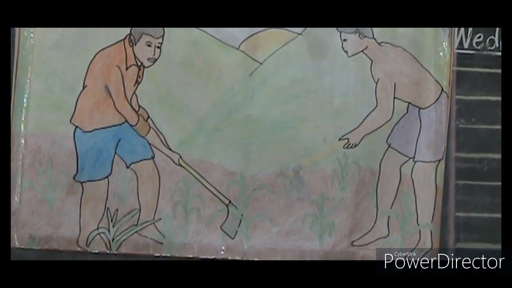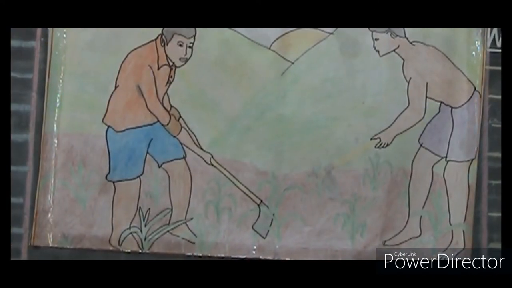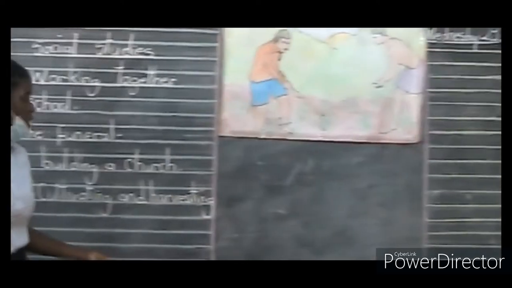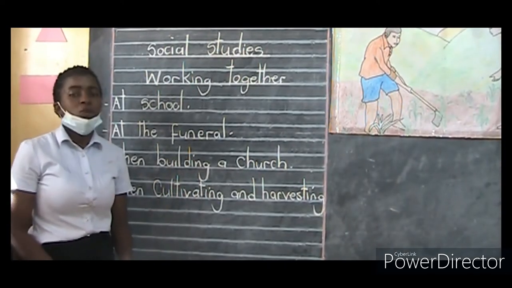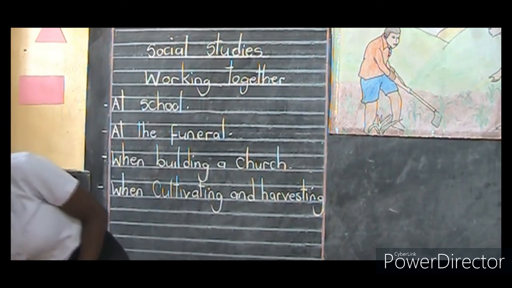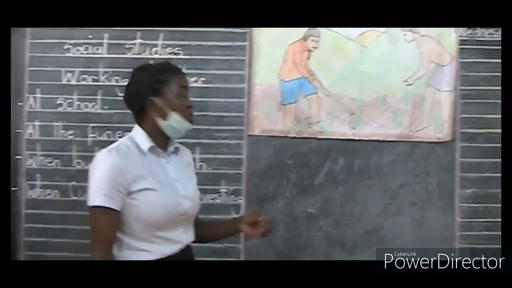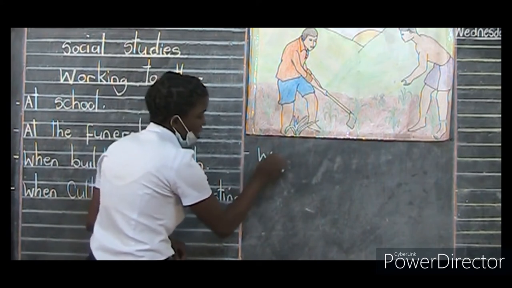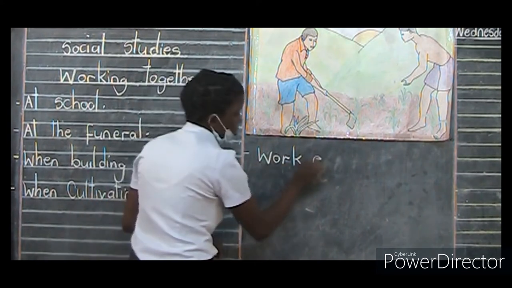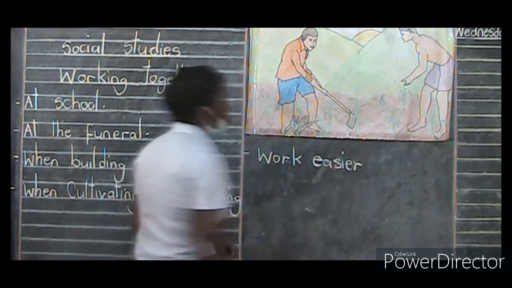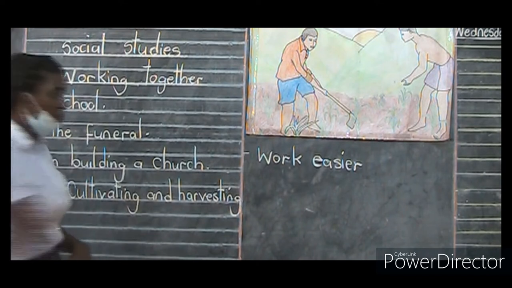So now, since we've looked at people working together, we want to know why it is important for people to work together at school, at home, even at funerals, and at church. Why is it important for people to work together? Yes, very good. So we are saying when we work together, we make work easy. So work becomes easier when you're working together.